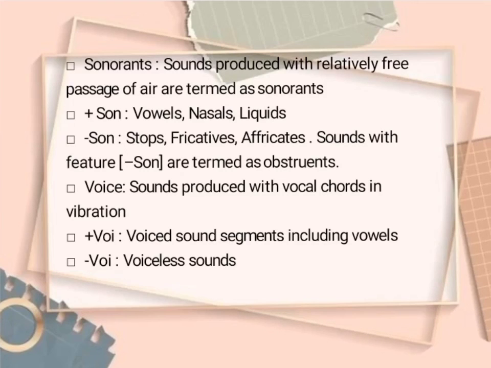Sonorants. Sounds produced with relatively free passage of air are termed sonorants. Positive sonorant: vowels, nasals, liquids. Negative sonorant: stops, fricatives, affricates. Sounds with the feature negative sonorant are termed obstruents. Voice: sounds produced with vocal cords in vibration. Positive voice: sound segments including vowels. Negative voice: voiceless sounds.